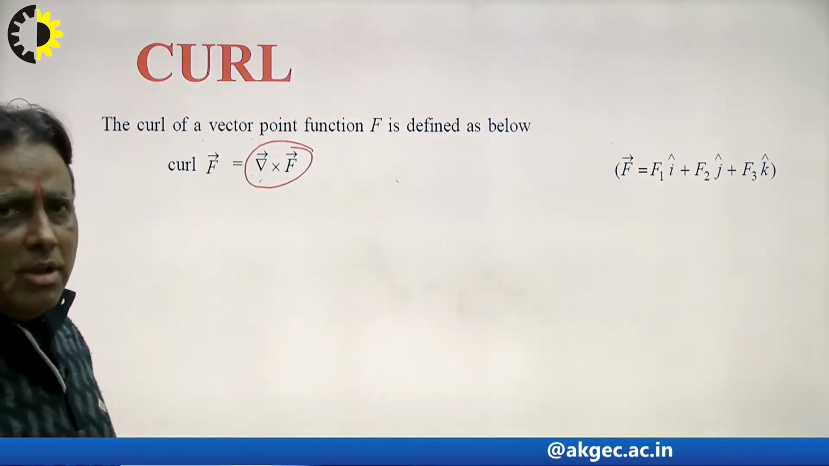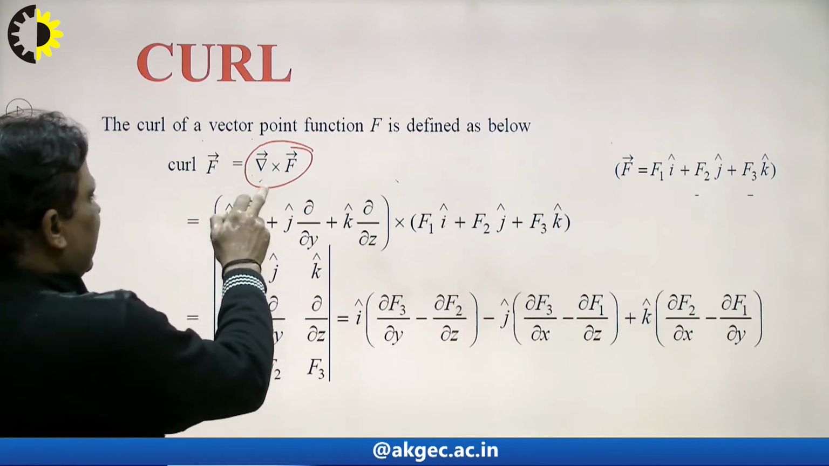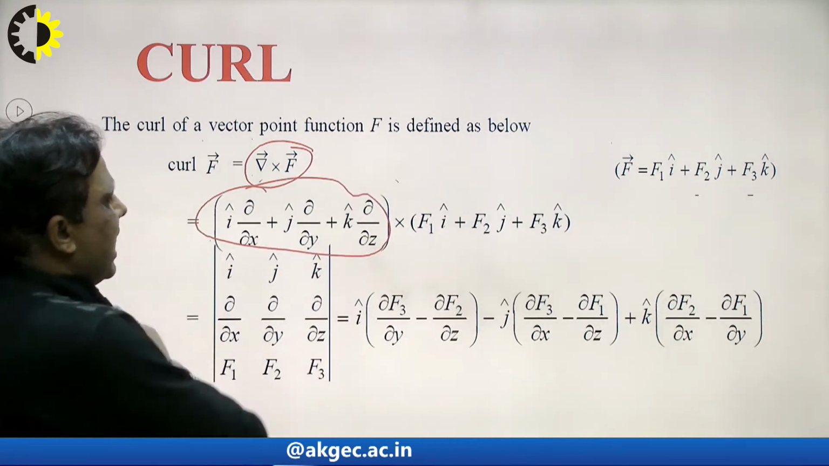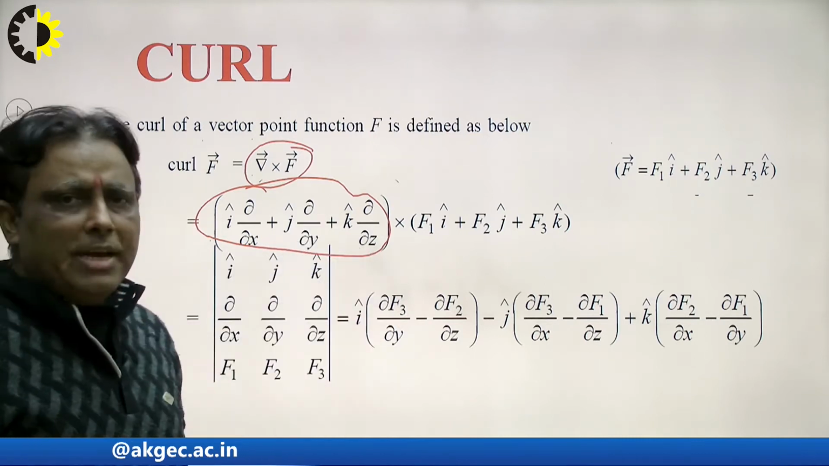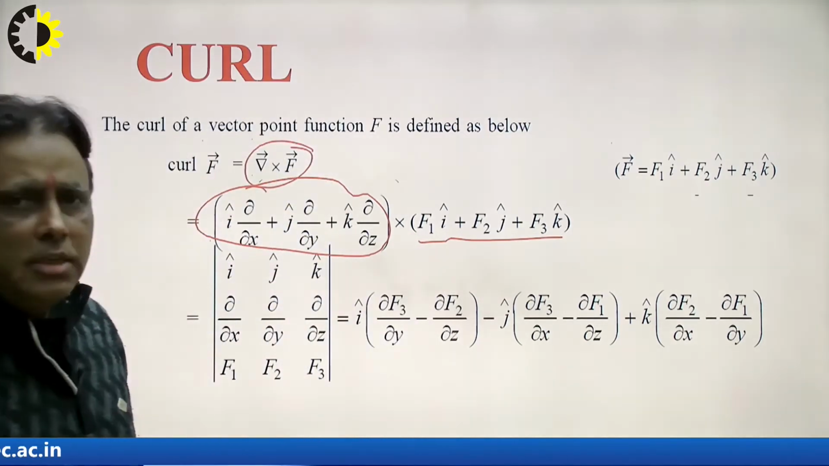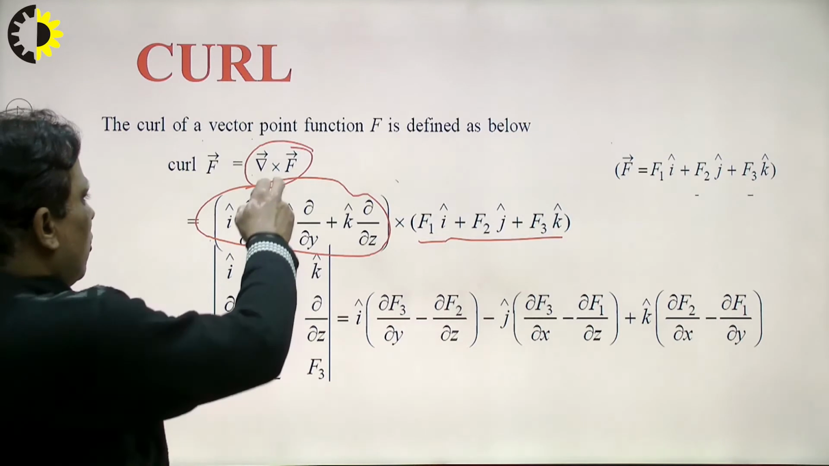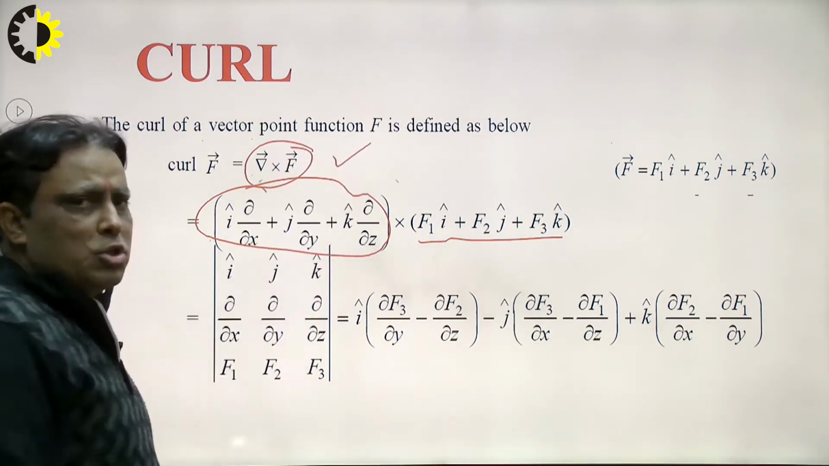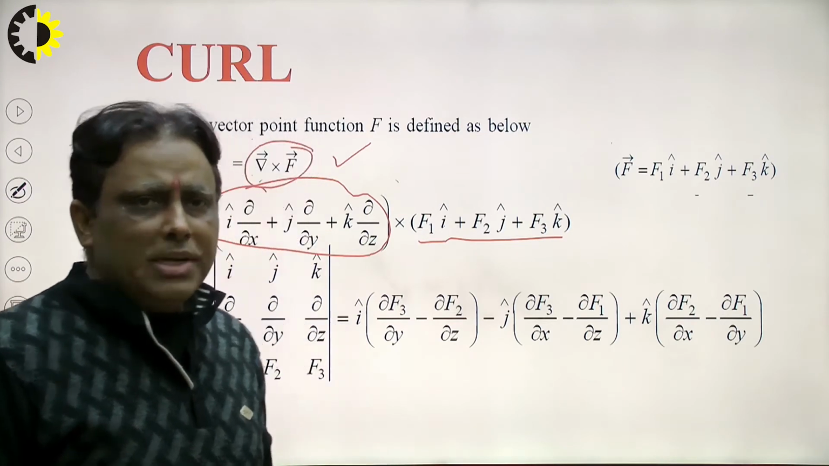Del cross f. What is the value of del here? The value of del is i cap del over del x plus j cap del over del y plus k cap del over del z, and we put this value in. So how do we calculate curl f? That means del cross f. A cross B, students in 12th class know how to calculate A cross B.